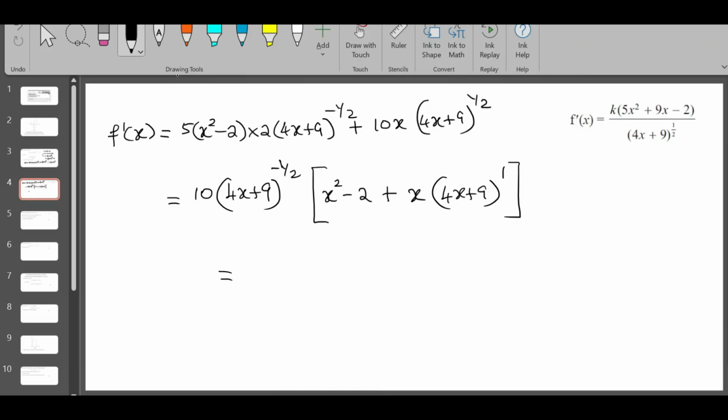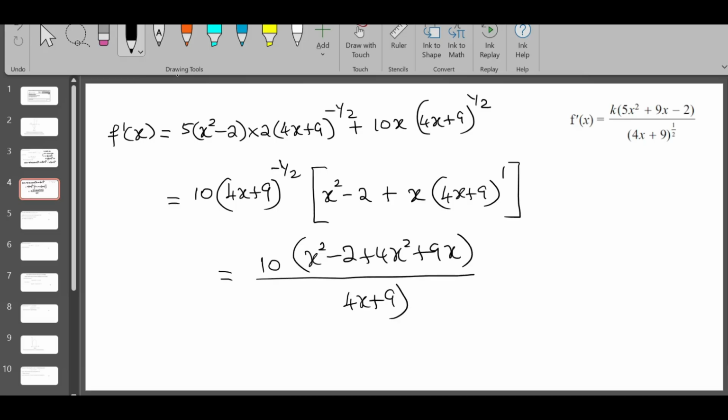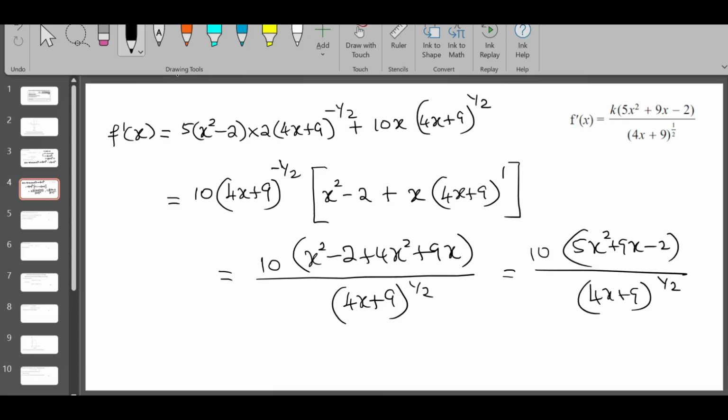So when you expand it, I'm going to write it as 10 times x square minus 2 plus 4x square plus 9x, and I put this 4x plus 9 to the power minus half in the denominator as positive half. We got the answer already. 10 times 4x square plus x square, 5x square plus 9x minus 2 divided by 4x plus 9 to the power half. This looks like this, right? That's all.